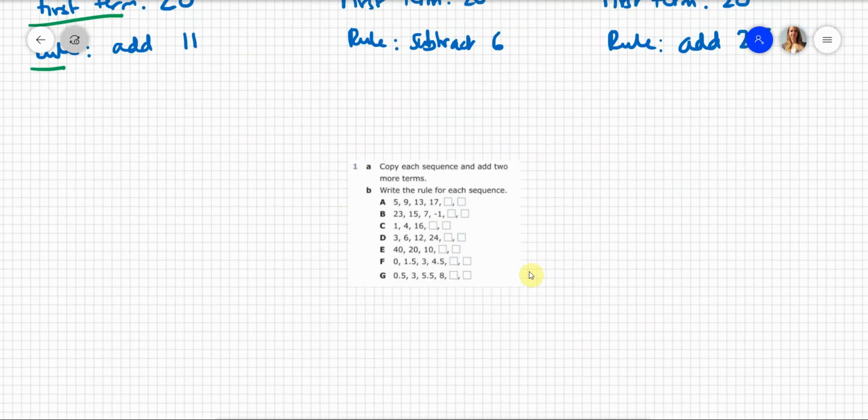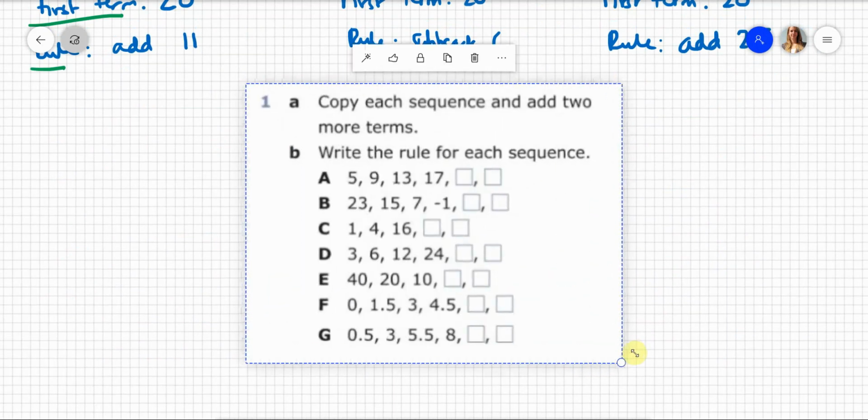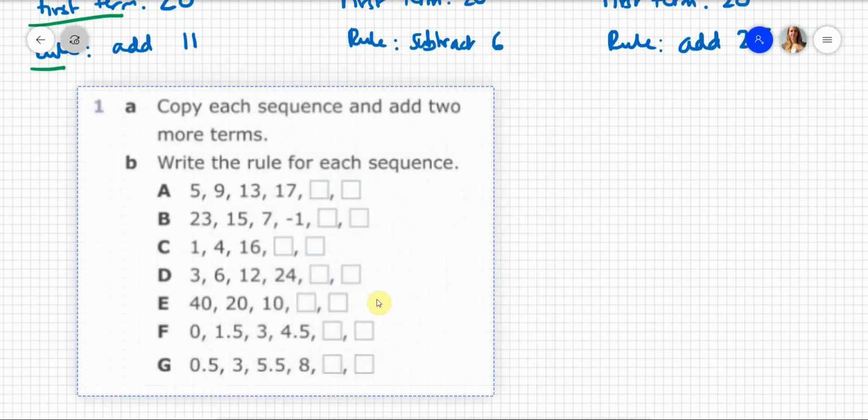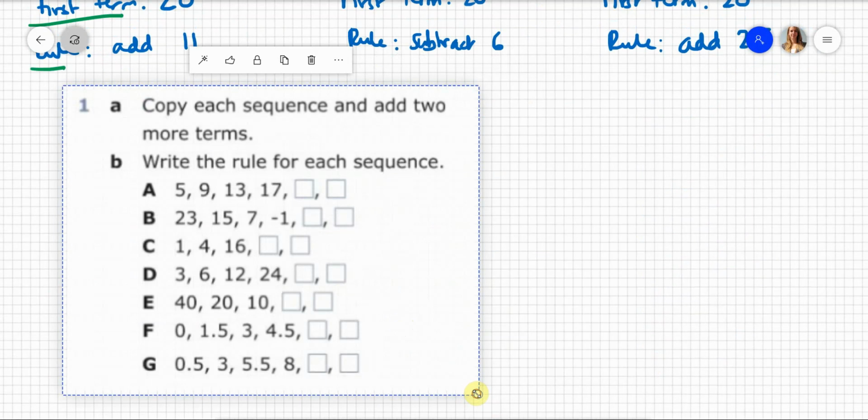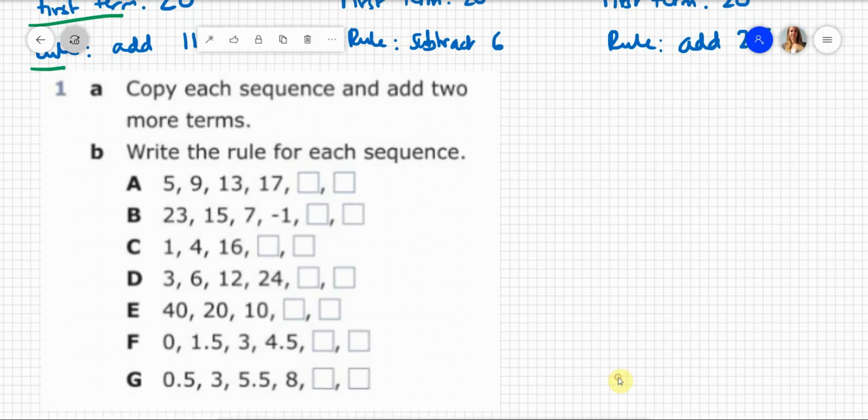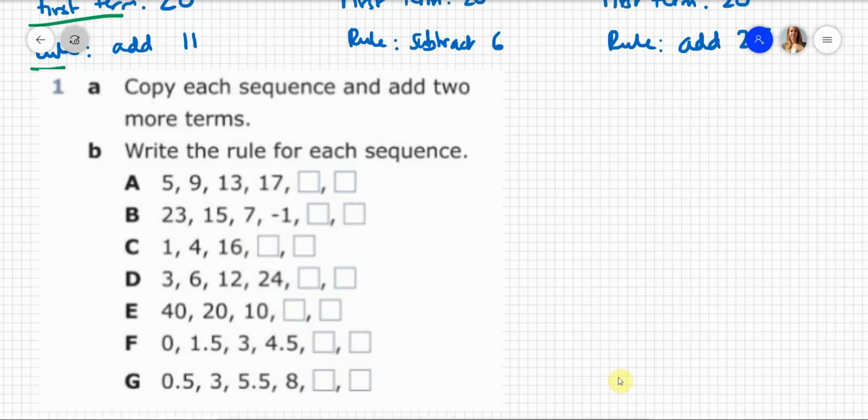So here we have question 1. For question 1, I'm going to fill in each of the missing numbers first of all. Or, no, actually I'm not. I'm going to do part B first. So this is first term 5, and then the rule is add 4. So now that I can see that, I can just fill in these other two numbers.